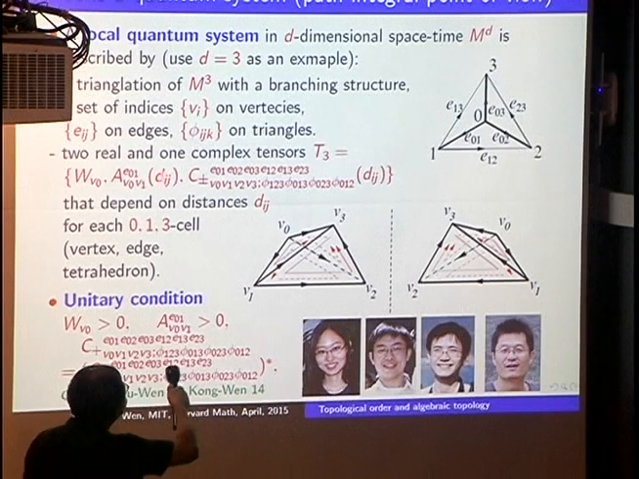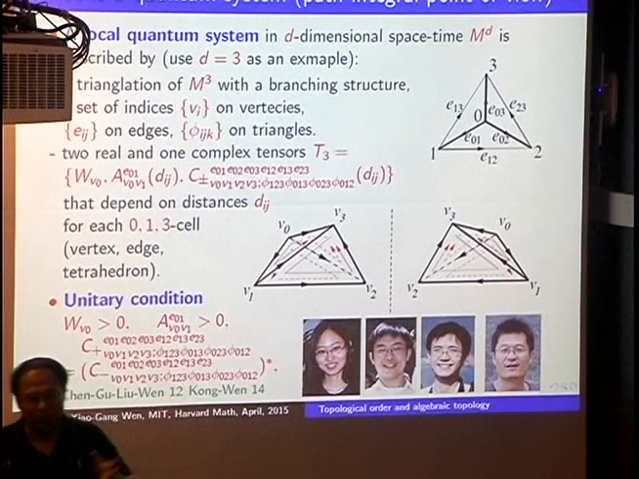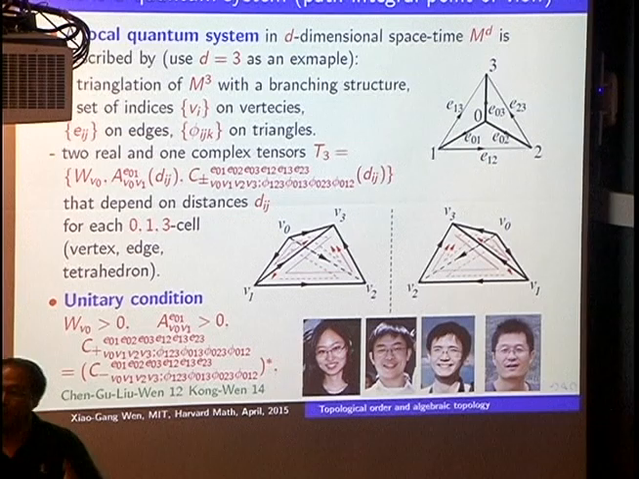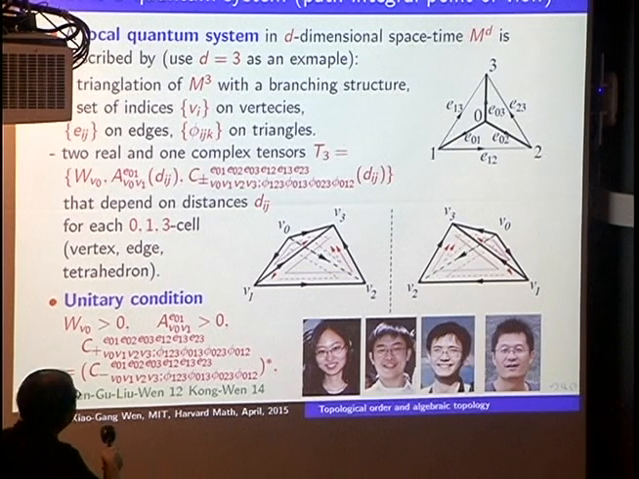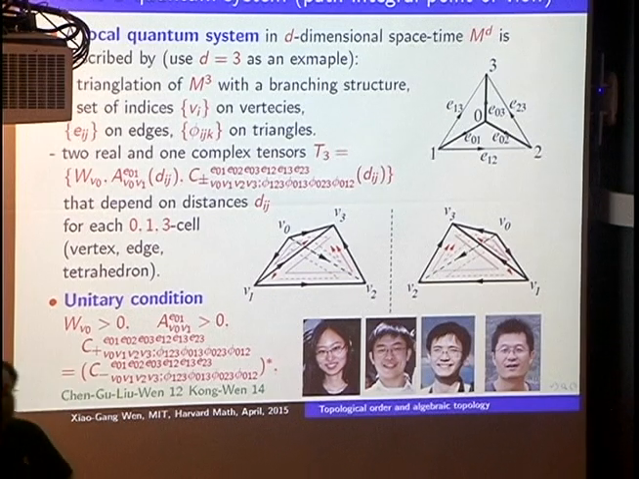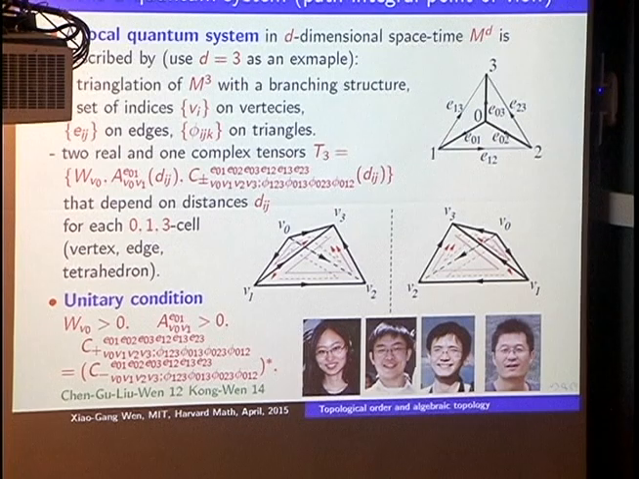So I use Dij just to represent that there is some geometric information that may also be included. So this tensor may depend on that. Okay. So once you have this set of tensors, from a physics point of view, this set of tensors really defines the Lagrangian. So this is basically a discrete version of the Lagrangian.